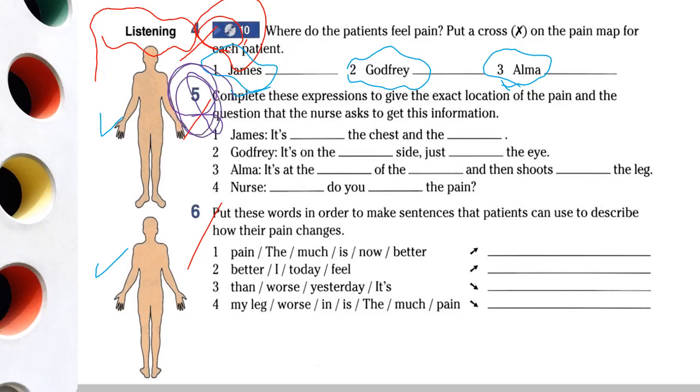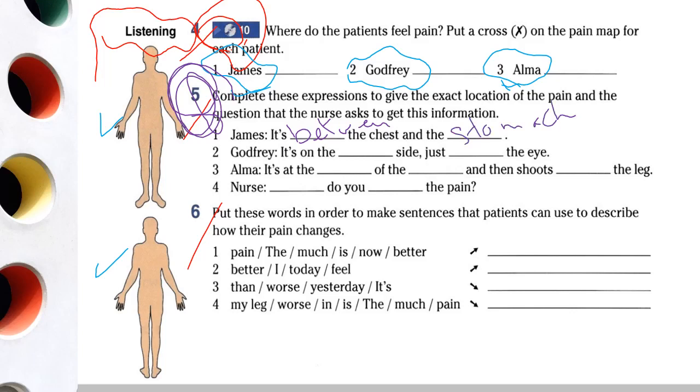For exercise number 5, complete these expressions to give the exact location of the pain and the question that the nurse asks to get this information. Number 1, James: it's between the chest and the stomach. Okay, if James is describing the location of where he feels pain, he is going to say it's between the chest and the stomach. Sorry for the handwriting. It's very difficult to write on the screen.